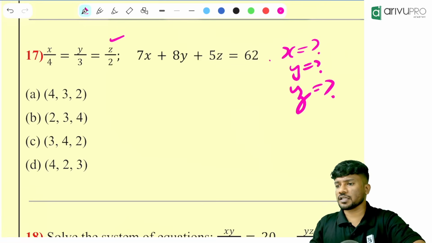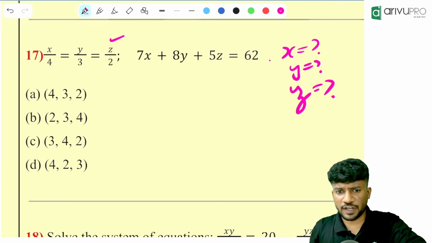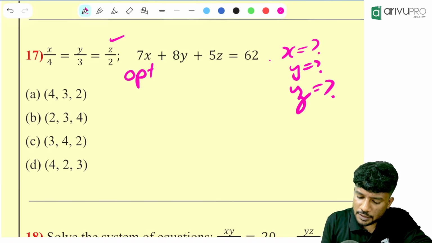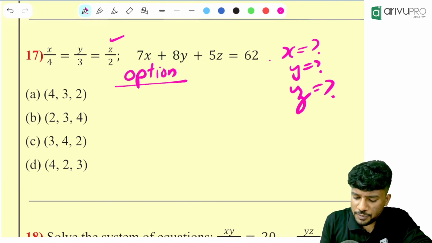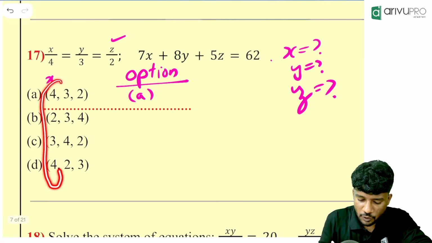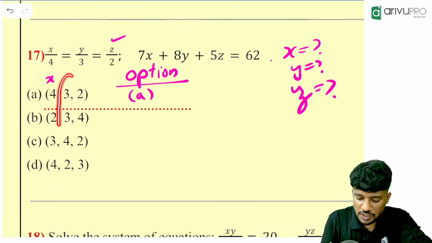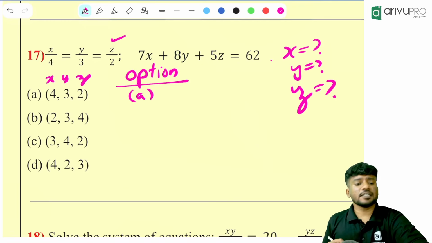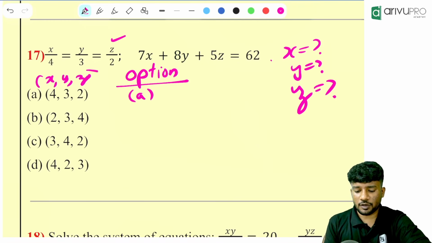We need to check one by one option in order to find the value of x, y and z. Now we are going to option hit. Try option A. That means x is equal to... all these values are what? Whichever is mentioned first, they all are x values. Whichever is mentioned second, they all are Y values. Correct? Whichever is mentioned third, that all are z value. It is always like x comma y comma z.